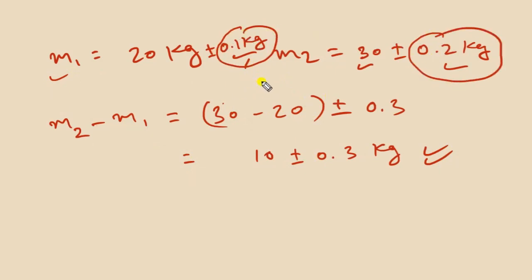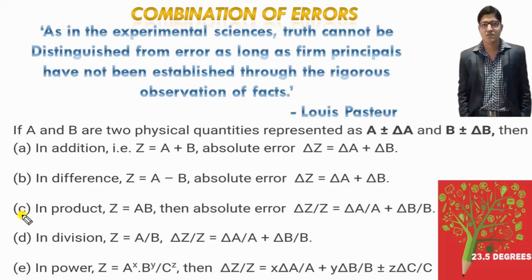No matter whether you are doing addition or subtraction, the errors are always added. The true values are added if you are doing addition, and they are subtracted if you are doing subtraction. But the errors are always added. Remember that. Now let's talk about the rules for multiplication and division of measured values.